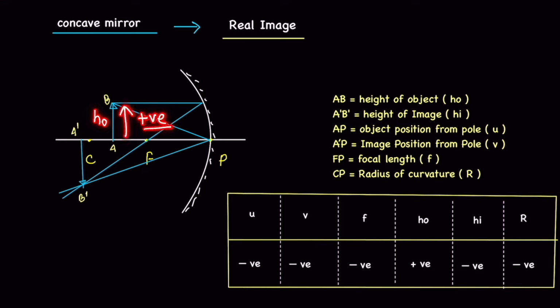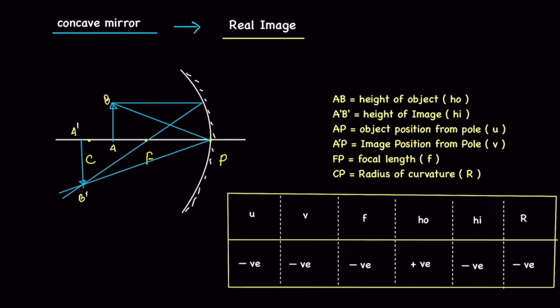Positive and negative for the height of image and object we will not consider with right or left side. It is only up and down. So here AB is upward direction, so it is positive. A dash B dash is downward direction, so it is negative. And R is the radius of curvature, so it is also in the negative direction. So these are the sign conventions of a concave mirror in terms of real image.